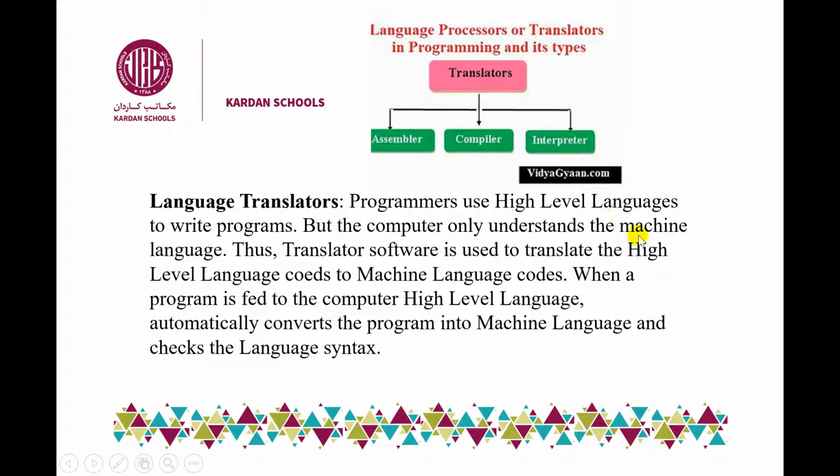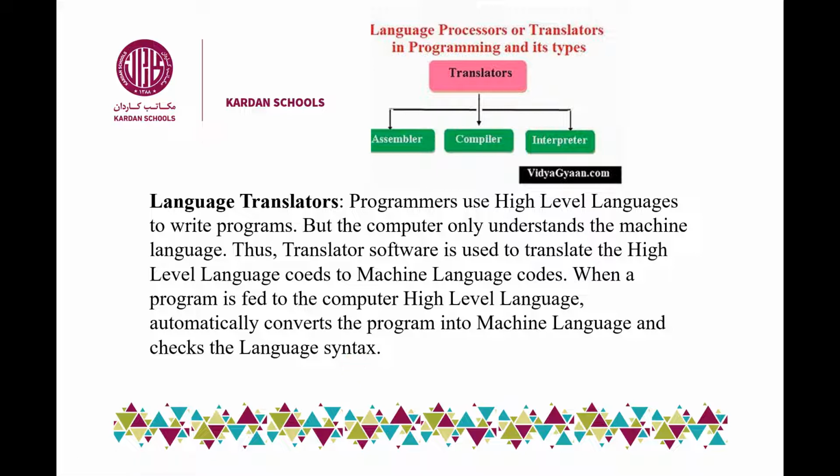So programmers use high-level language, and the computer understands machine language. We need a translator from high-level to low-level. Thus, translator software is used to translate high-level language codes to machine language codes. Very simple: we use a translator to translate our text to machine language. When a programmer feeds the computer high-level language, it automatically converts the program into machine language and checks the language syntax. Syntax means the structure, the formula.